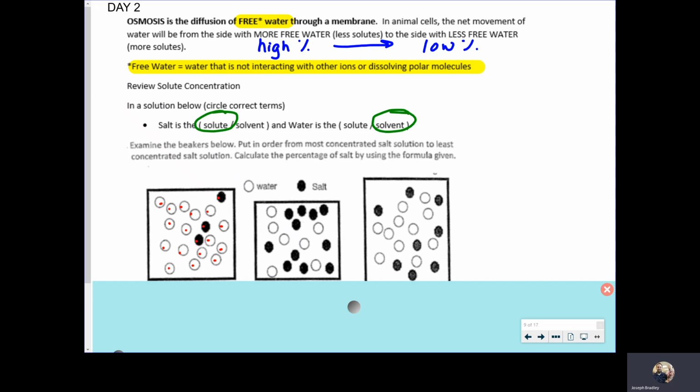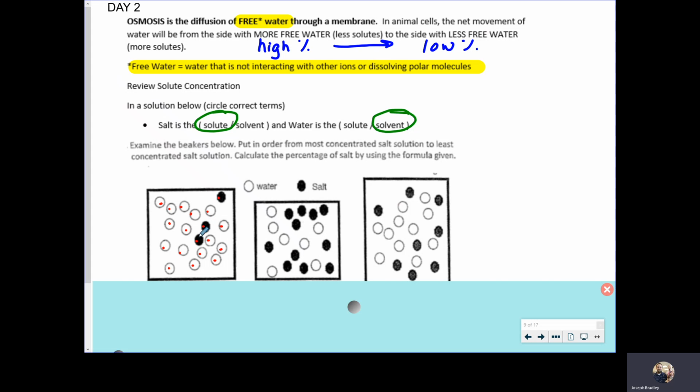If I look here, I have multiple solutions, and what you need to do in these is come up with the concentration. In the case of salt and water, we usually talk about concentration as a percentage of salt. The concentration of a solution is not by the amount of water in the solution, but instead by the amount of solute in the solution.